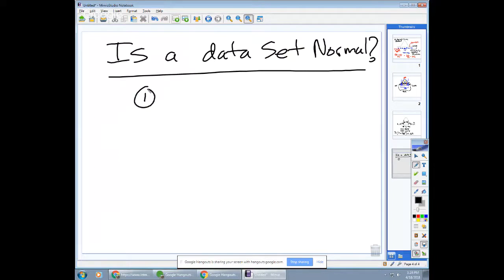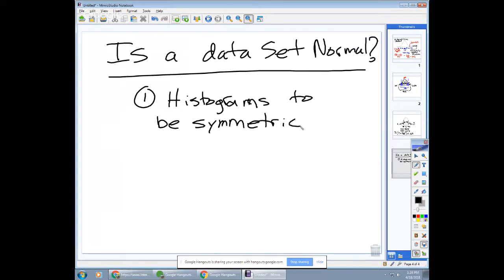One thing we look for is we want the histograms, I should say, grams, there we go, to be symmetric bell shapes. Now, there's a ton of different symmetric bell-shaped curves out there. Some of them are normal, some of them aren't. Okay. So the next thing we look for are those standard percentages.